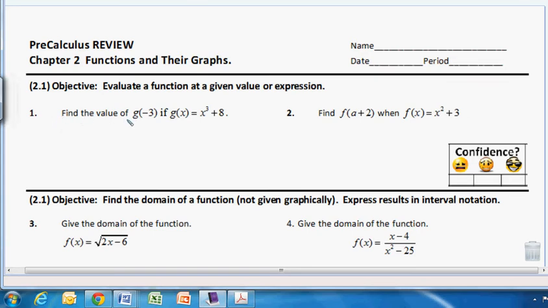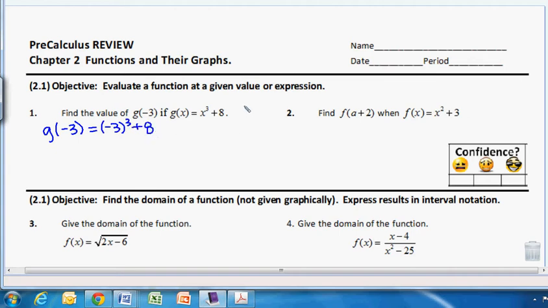We need to find the value if g is at -3. When my x value is at -3, I can plug it into my function and figure out what my y value is. So g of -3, we're going to just plug this in exactly where x is. So I have -3 cubed plus 8.